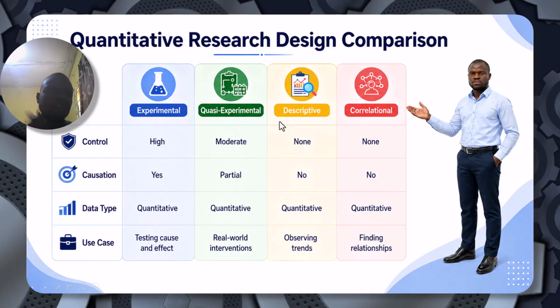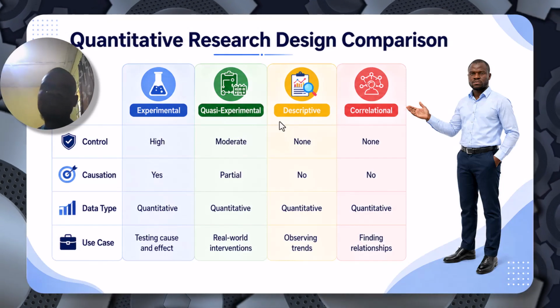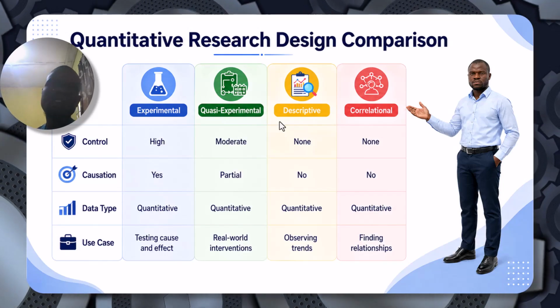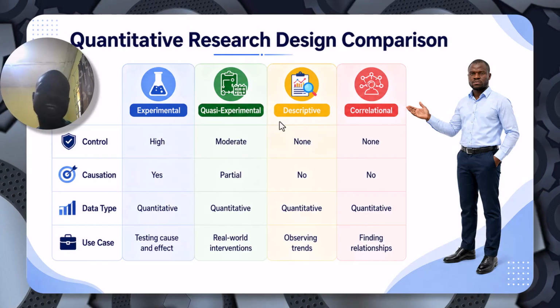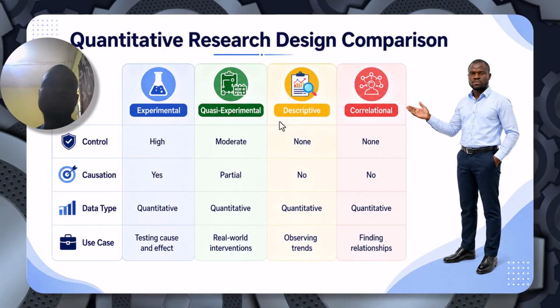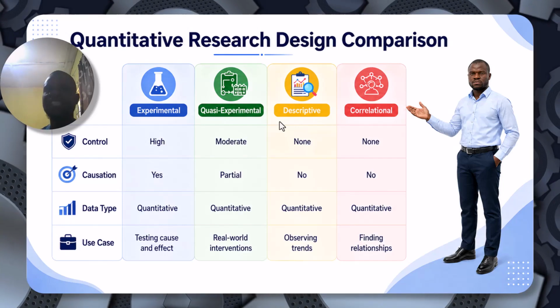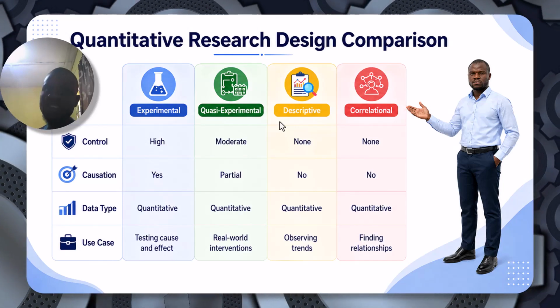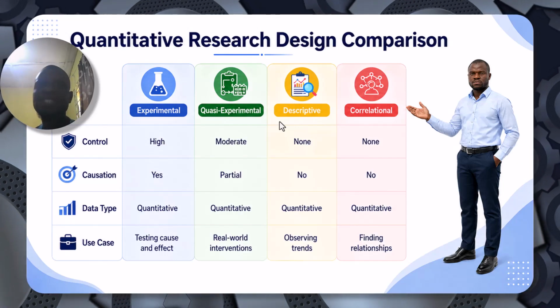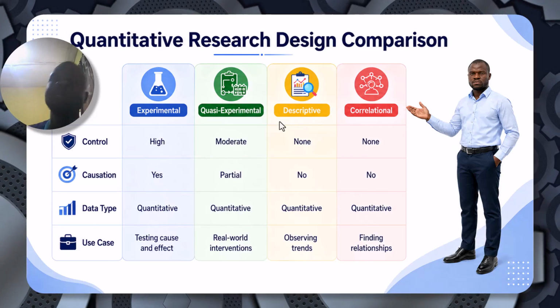Then we have descriptive research. Another important quantitative design is descriptive research. This design focuses on describing characteristics, behaviors, or trends within a population. For example, conducting a survey to understand students' study habits. Descriptive research does not try to change anything. It simply observes and reports what is happening.